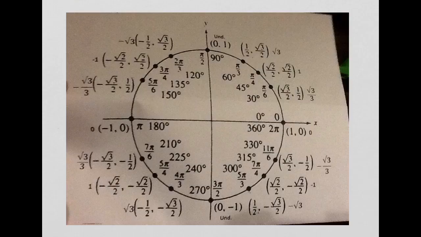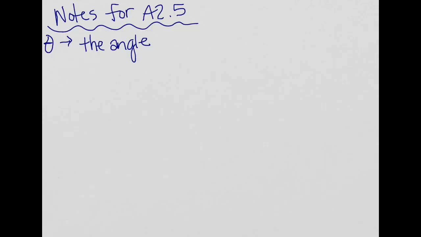So the first thing you need to know is that when you see this symbol, which is a theta, it means we're talking about the angle. Okay, we're still going to be using your unit circle, so you might want to get out your unit circle. I have it here so that I can refer to it. And so let's do the first example.